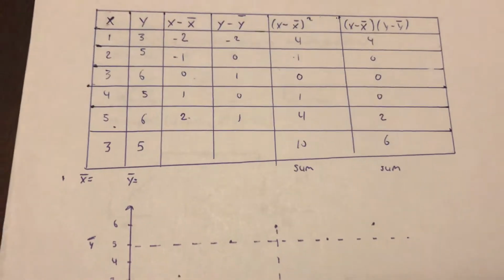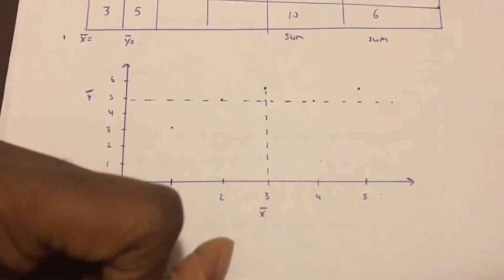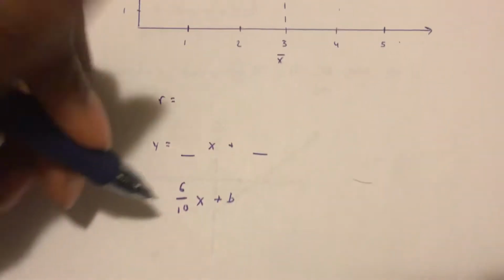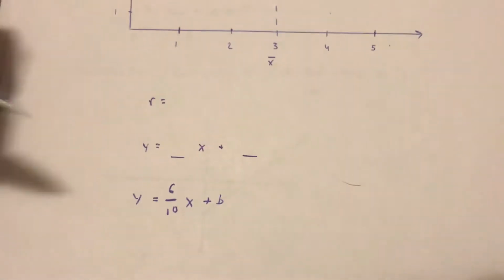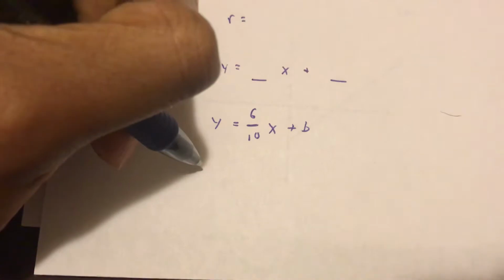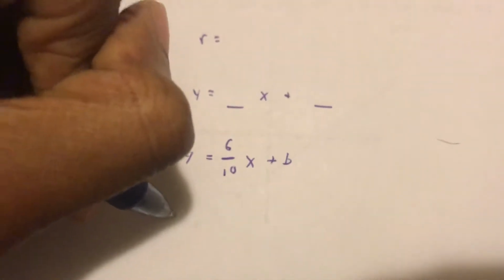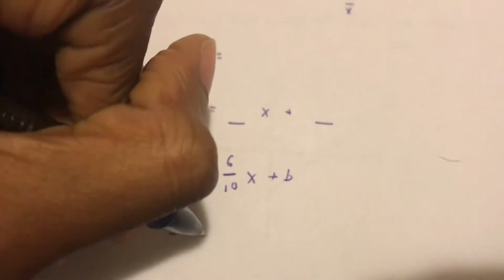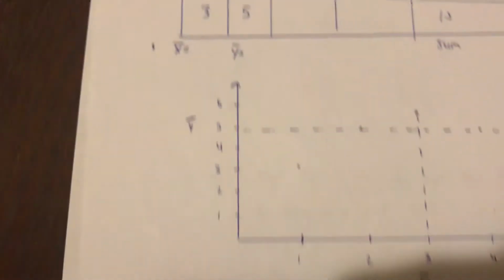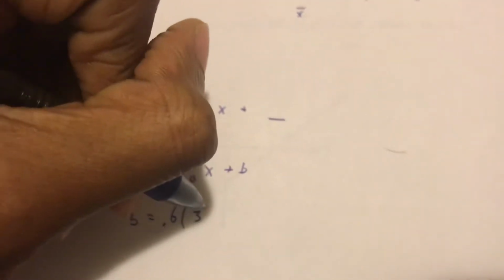And then we need to find the b. We have y, but we're given the average x and y, so we can use those, just substitute those in. So our y value was 5, our m was 0.6, and our x value was 3. So multiply this by 3.